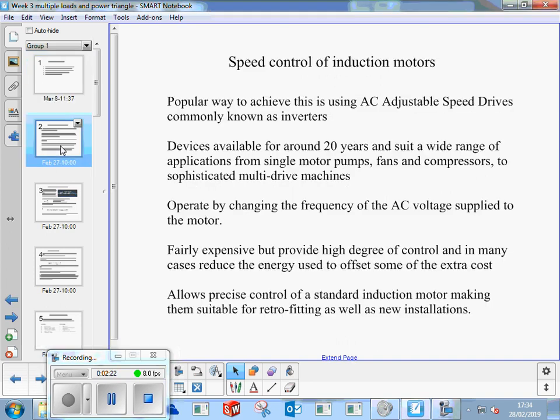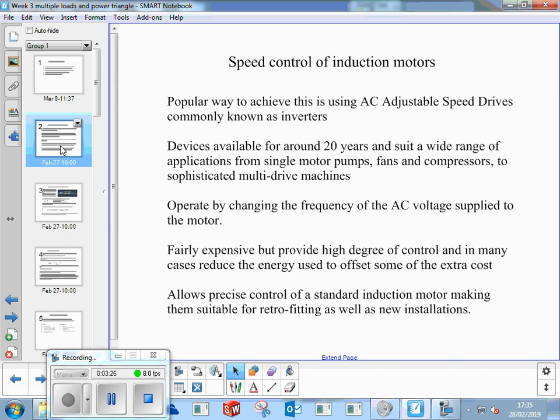So, speed control of induction motors. I'll give you last week's stuff in a little while, Gemma. A popular way to achieve this is using AC adjustable speed drives, sometimes called VFDs, variable frequency drives. They're commonly known as inverters. The device has been available for about 20 years and suits a wide range of applications, from single motor pumps, fans and compressors to sophisticated multi-drive machines. We talked last time about the induction motor and how it's synchronous or close to synchronous with the AC frequency. So it relies on the frequency. If we run a motor at 50 Hertz, it'll run at a different speed than if we run it at 60. These drives work on that fact. They'll vary the frequency, and we vary the speed.